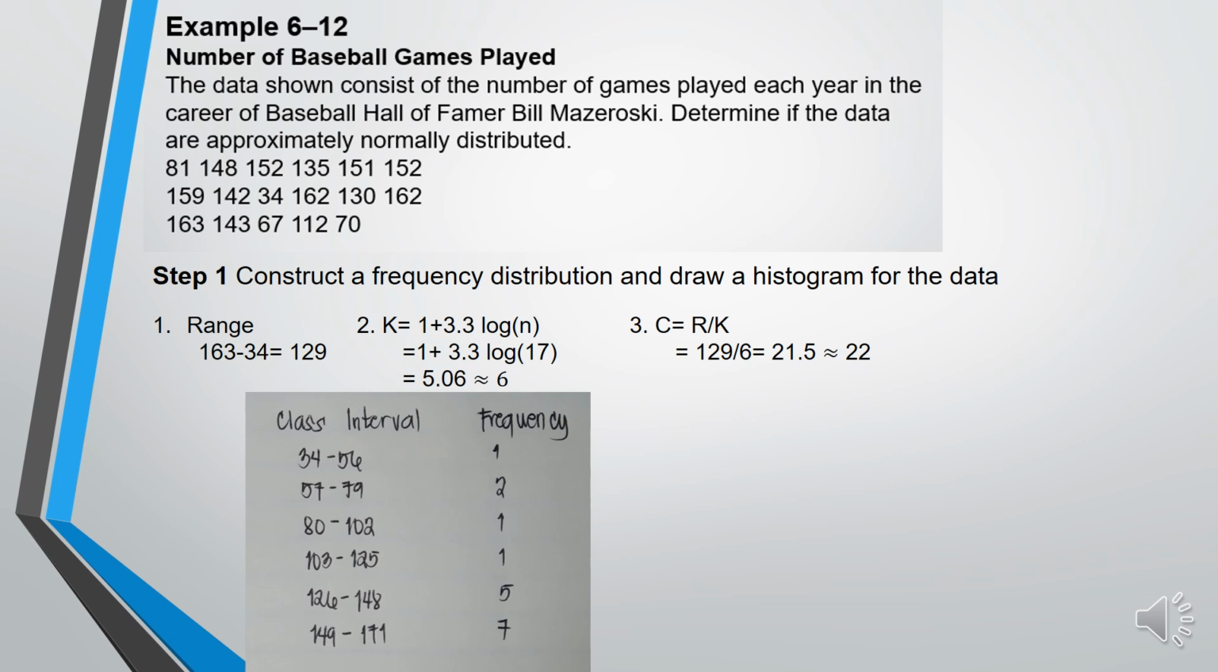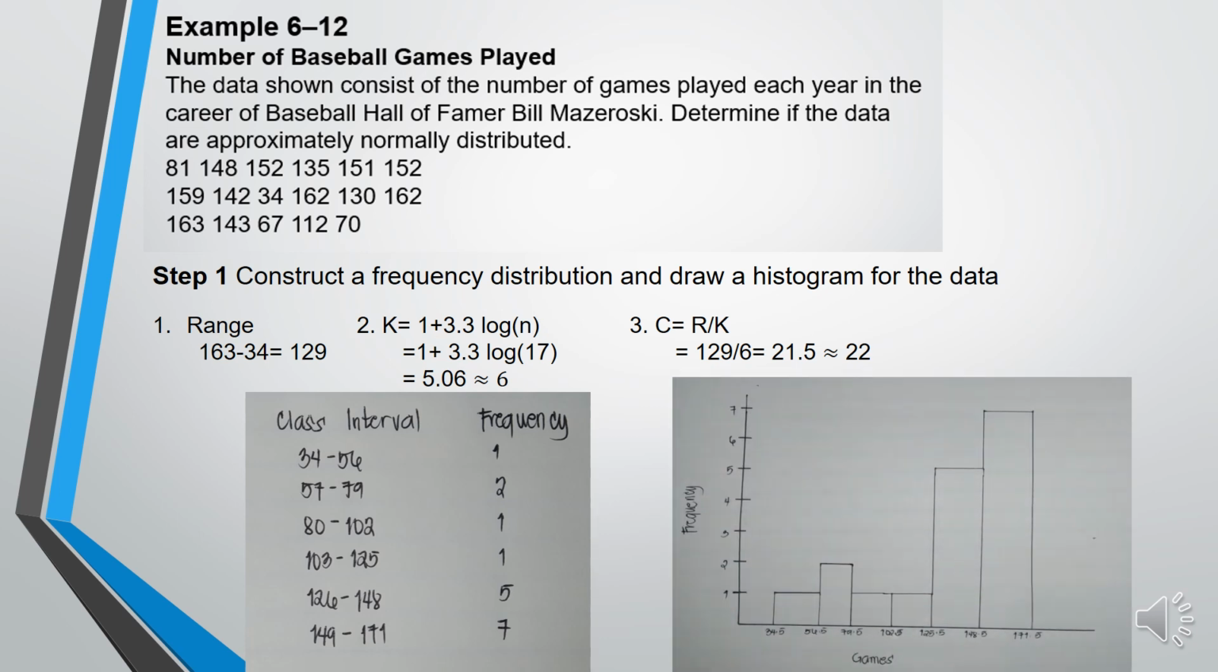Now that we have the frequency distribution, we can draw a histogram for the data. So this is the histogram for the data. The histogram shows that the frequency distribution is somewhat negatively skewed.